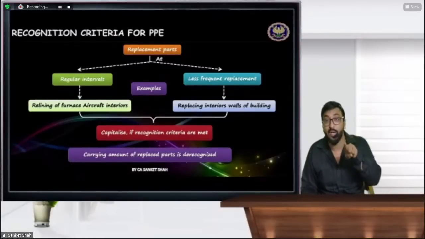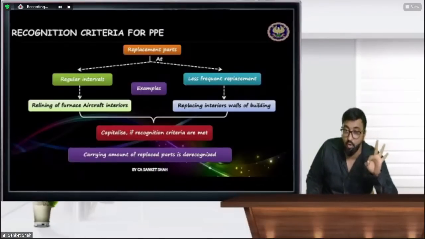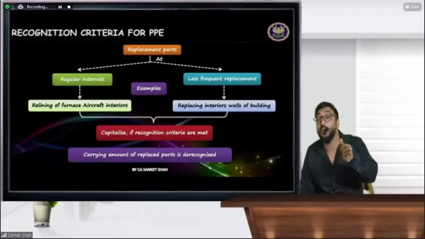So first you have to identify the nature. Again, accounting standard 10 is giving you guidance. Okay, it is not that you should follow it in the same way. Accounting standards are nothing but only guidance given to the management.